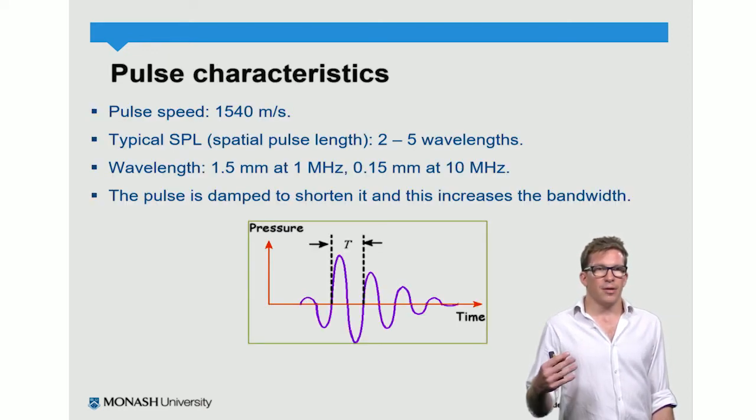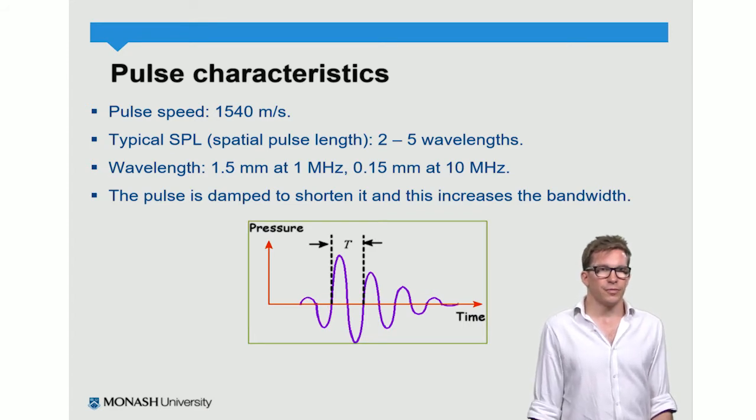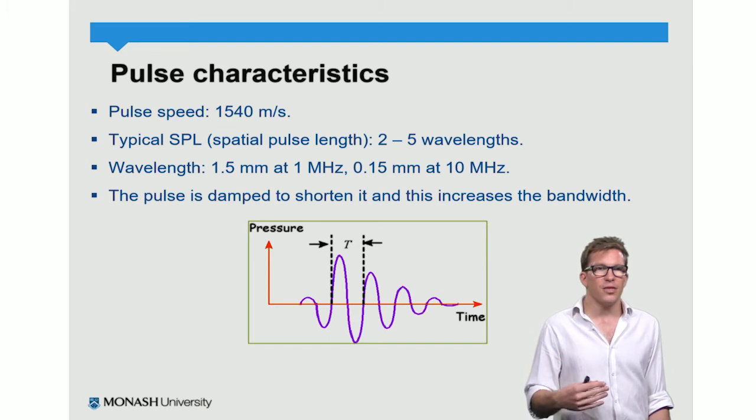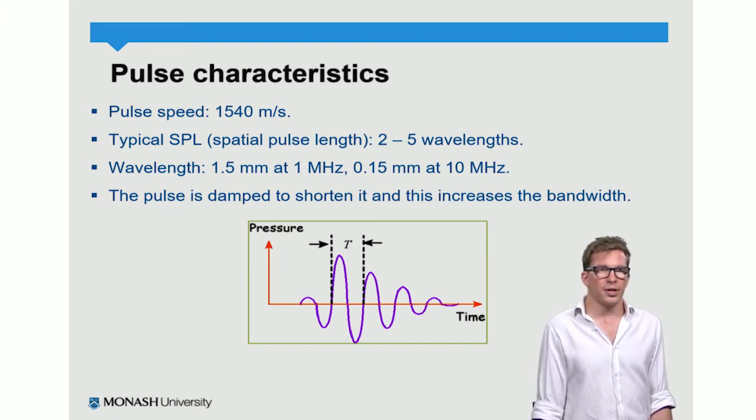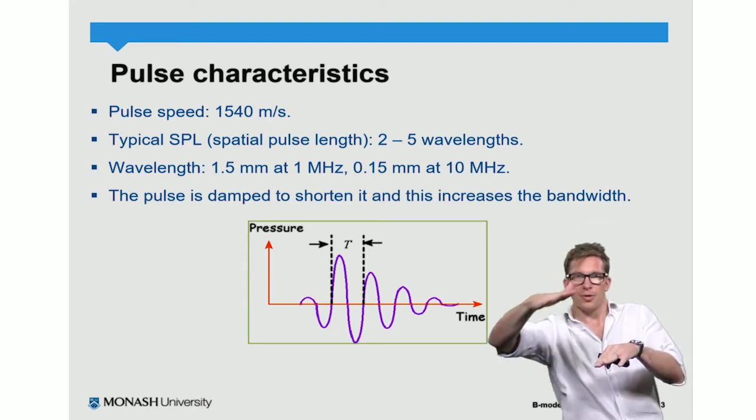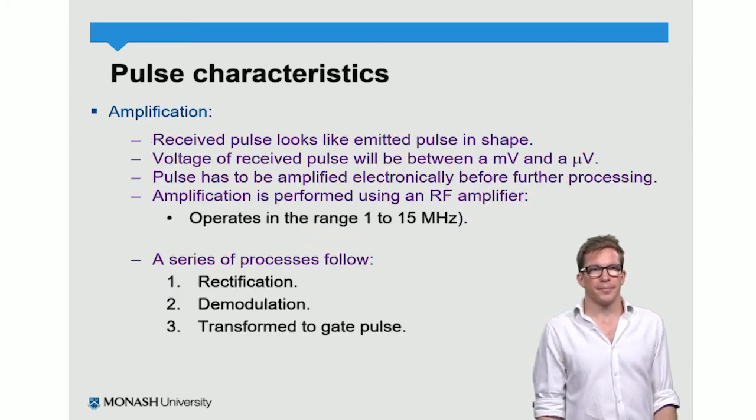So remember that we assume our pulse speed is always 1540 meters per second. Typical spatial pulse lengths are of the order of 2 to 5 wavelengths for B-mode. The wavelength is typically 1.5 millimeters at 1 megahertz and drops to 0.15 millimeters as the frequency increases to 10 megahertz. And the pulse is damped. So remember, we saw that the pulse shape has this sinusoidal oscillation, which is inside the envelope of an exponential decay.